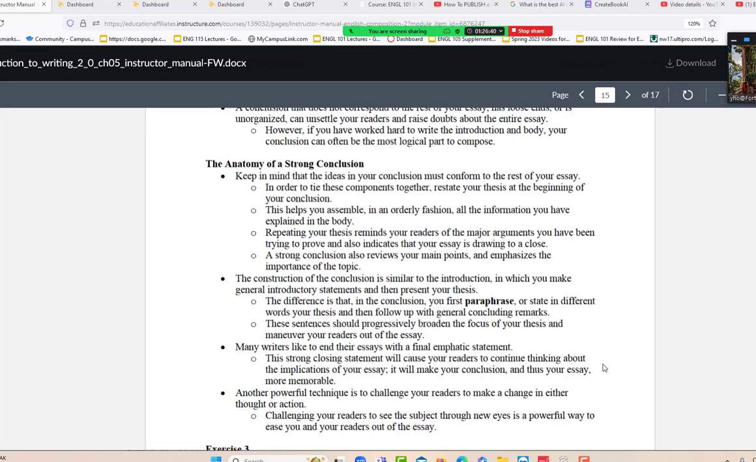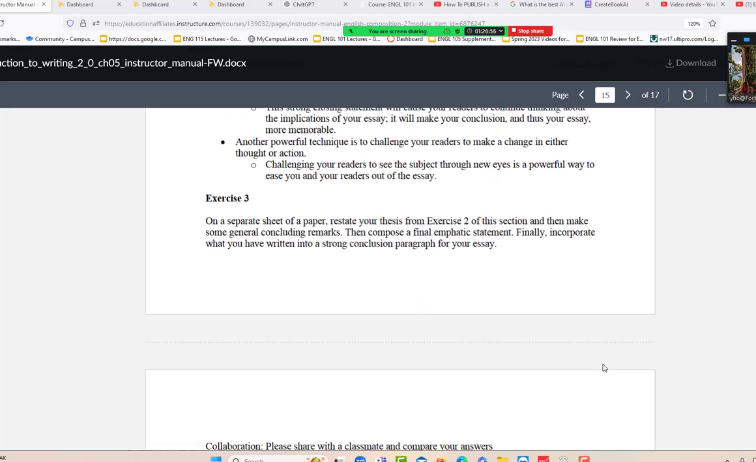Many writers like to end their essay with a final emphatic statement. This strong closing statement will cause your readers to continue thinking about the implications of your essay. It will make your conclusion, and thus your essay, more memorable.